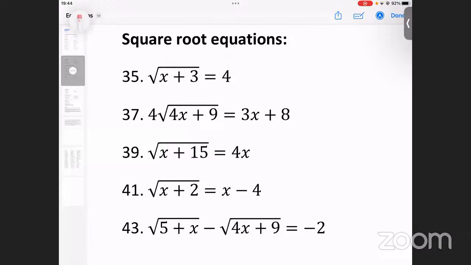Number 39. Yes, go for it. You would square both sides by 2, and then that will give you a quadratic equation. Then you take x plus 15 to the other side, which will give you a quadratic equation, and from there onward you solve for x.